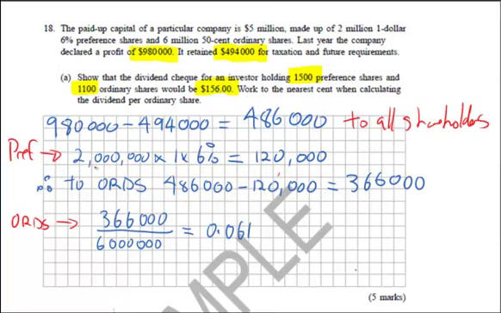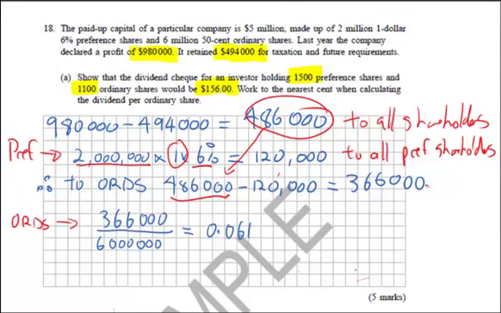Your preference shares get 2 million, which is the number of shares, times the par value, times 6%. So they will always get 120,000, all the pref shareholders. Okay, so it goes to all of them. The ordinary shareholders then get the leftovers, so there's 486, which comes from this bit here.